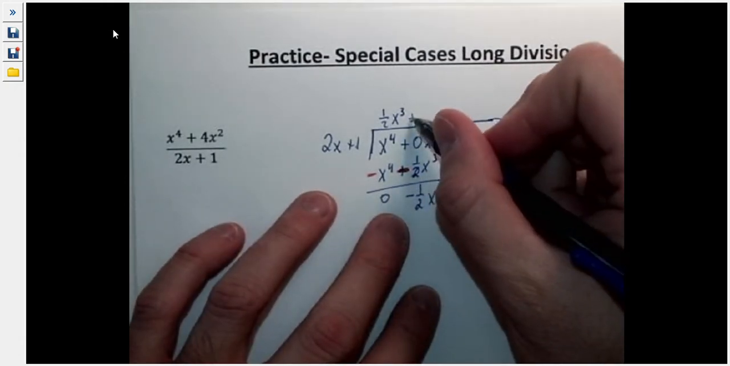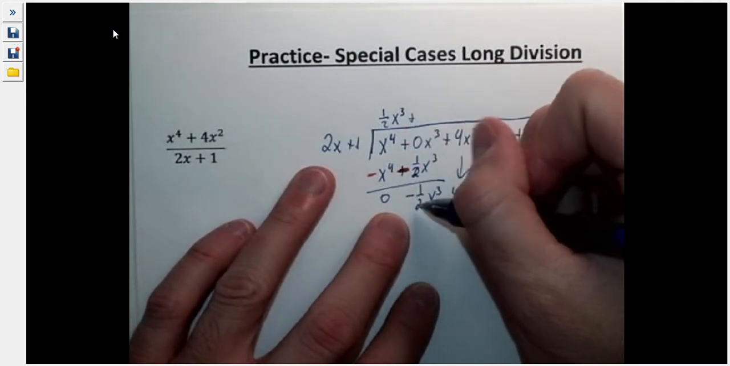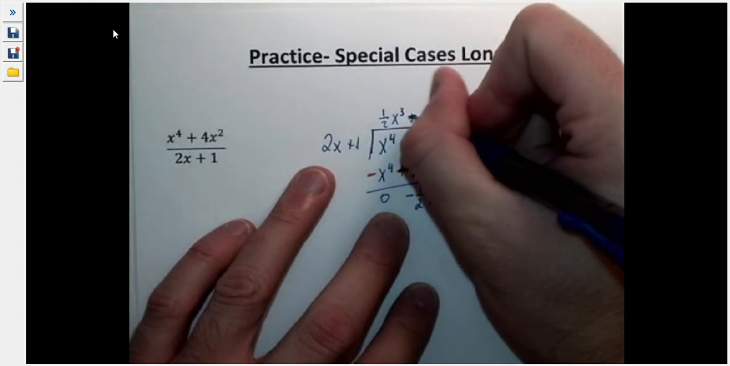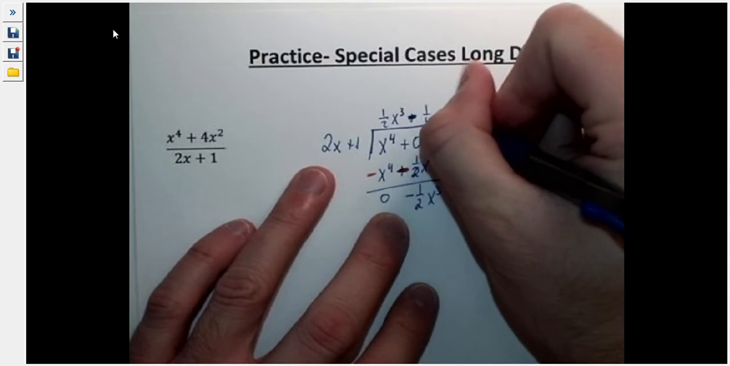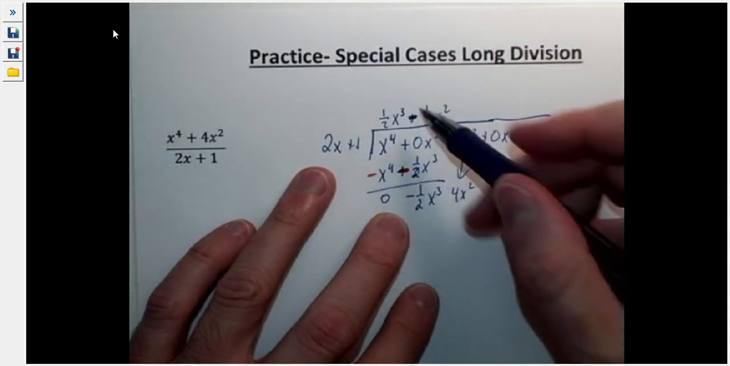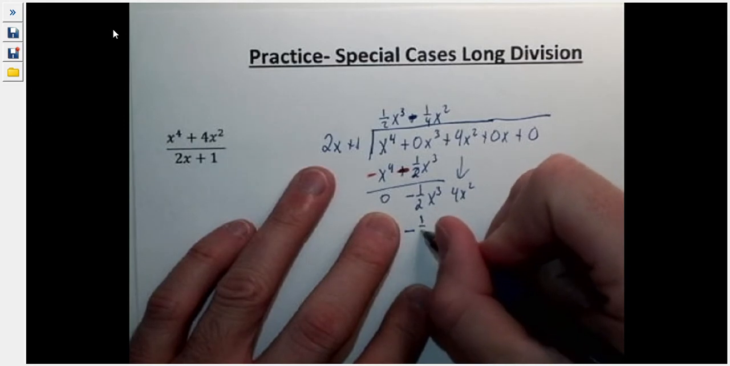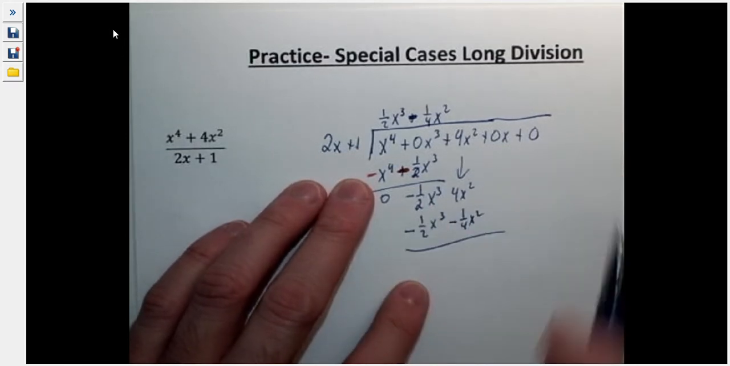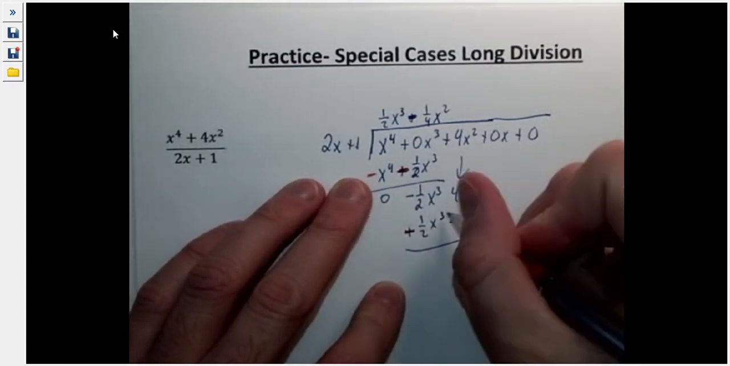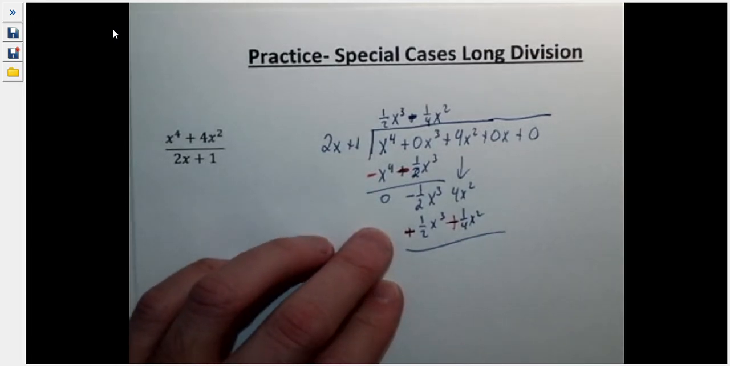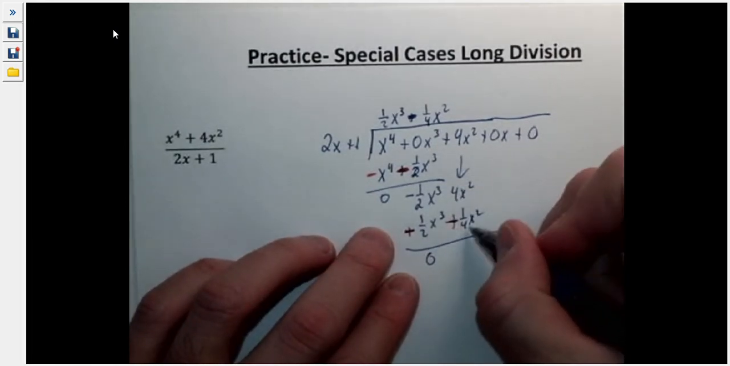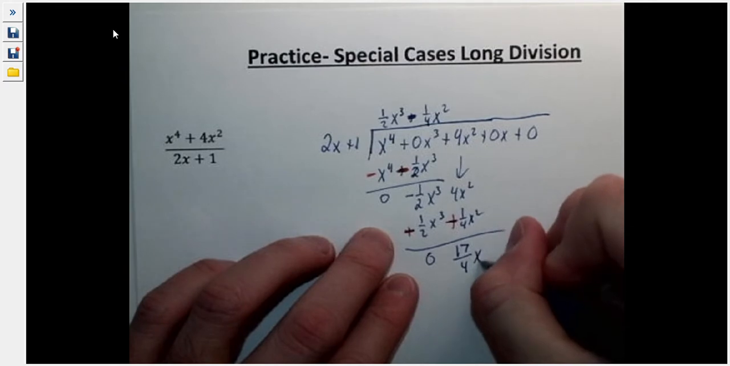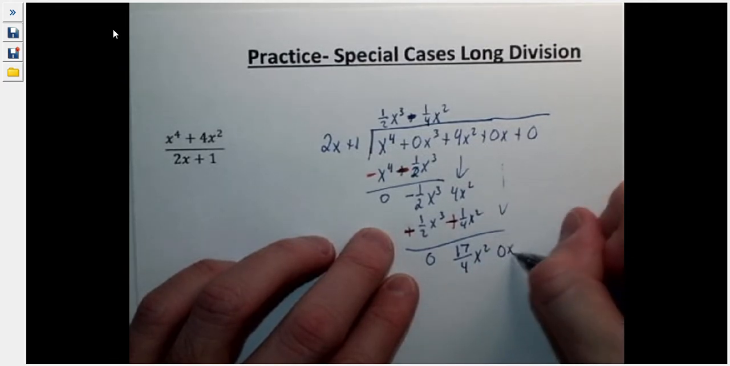Now, what times 2x will give me negative 1/2 x cubed? Well, that would be negative 1/4 x squared. So negative 1/4 x squared will give me negative 1/2 x cubed minus 1/4 x squared. Again, we subtract, which changes these both to positive. Then we add, so we get 0, and then 4 plus 1/4, so 4 times 4 is 16, so that is 17 over 4 x squared. Then we bring down our 0x.